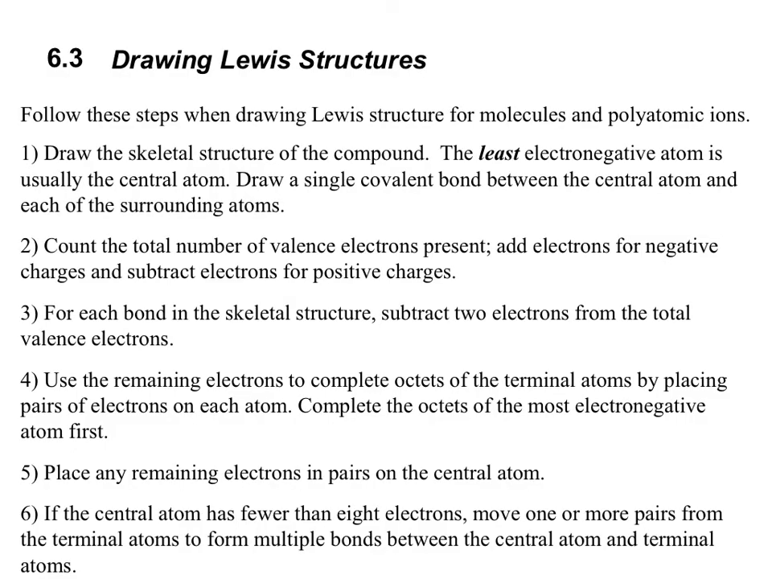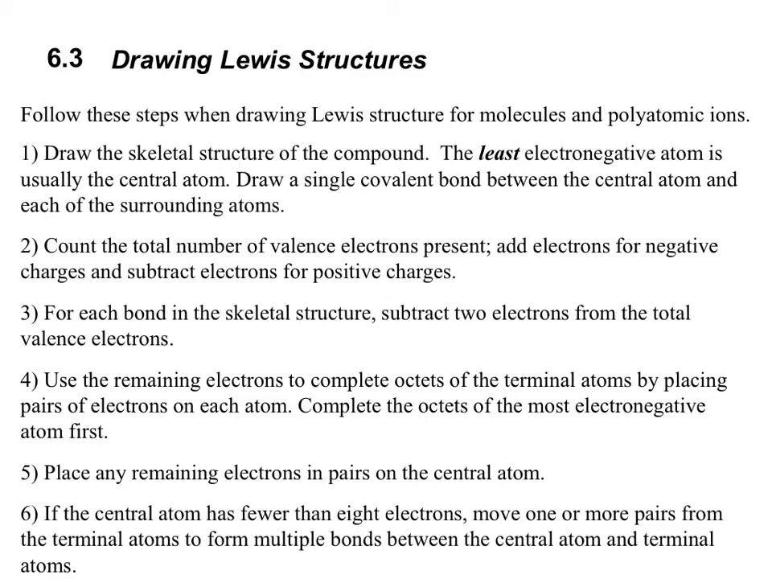Drawing Lewis structures. Follow these steps when drawing Lewis structures for molecules and polyatomic ions. Step 1. Draw the skeletal structure of the compound. The least electronegative atom is usually the central atom. Draw a single covalent bond between the central atom and each of the surrounding atoms.